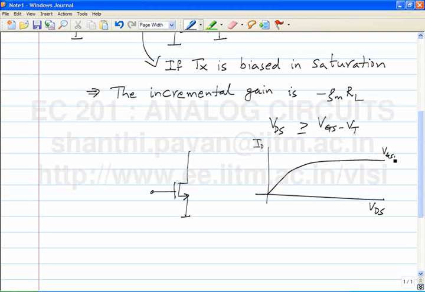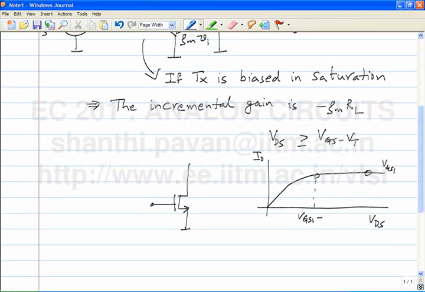You have to decide the operating point. I chose some value VGS1, and once I choose VGS1, the only thing to fix is VDS. So where on this curve would I want to fix the VDS? Towards somewhere here. This is the limit of the saturation region. This value will be VGS1 minus VT, and so it makes sense to bias the transistor not so close to the edge of saturation.